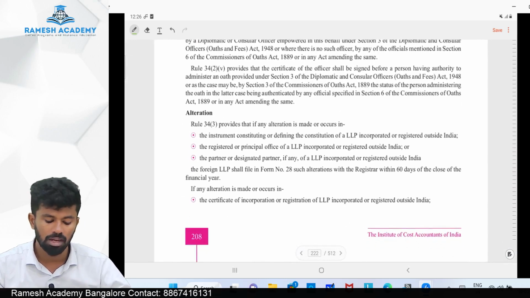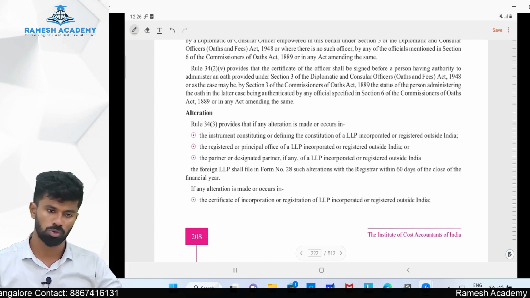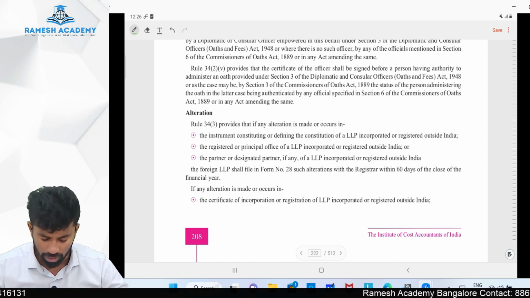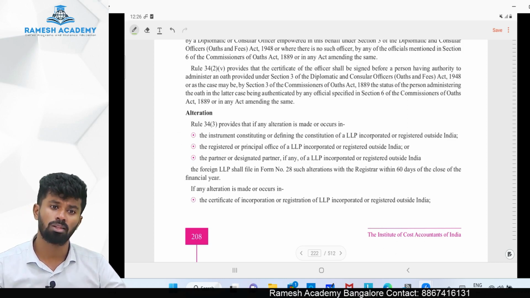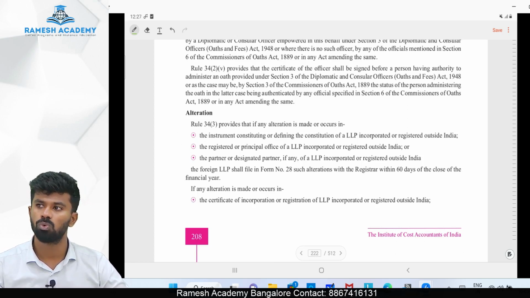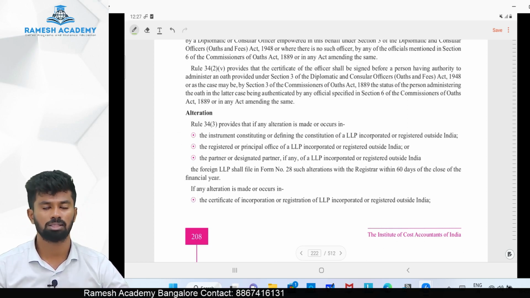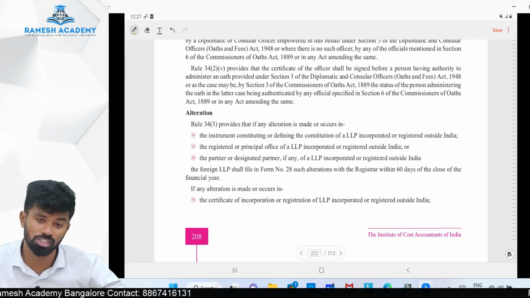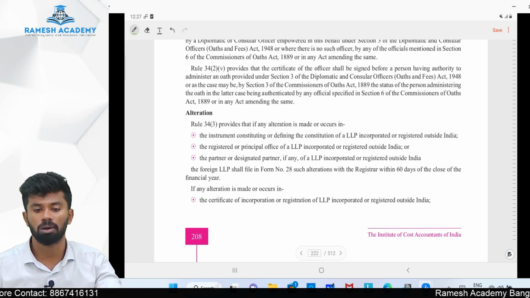Alteration. If any alteration is made or occurs, same like foreign company. See, once a foreign company comes to India, they shall intimate to the ROC of New Delhi about their LLP agreement. If it is a company, the company's MOA and AOA. If it is an LLP agreement, partners' details, who are the designated partners, who is the person responsible in India to do any correspondence, and what are the directors of the company. All those details to be filed with the ROC within how many days? 30 days of commencement of business activities in India. And if there is any change in the contents of the LLP agreement or details of partners, even that is required to be intimated to the ROCs.